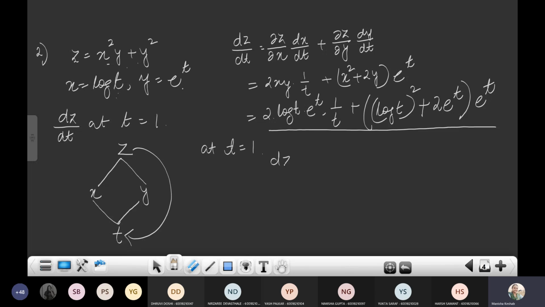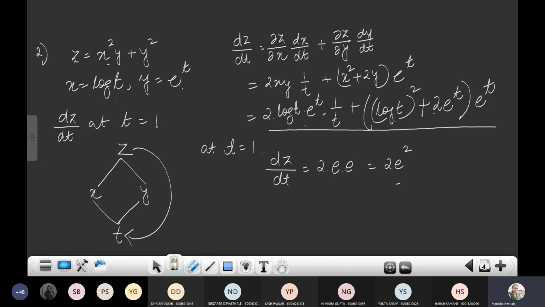So at t is equal to 1, dz dt will be equal to, now log 1 is 0, so the whole thing will be 0 here. And from here, this is 0, then 2e, right? So 2 into e power 1, that is e, into e power 1, that is e. So that means 2e square. So this is the value, dz dt is equal to 2e. I hope this is clear. So when you draw the tree diagram, then it becomes very easy to evaluate.